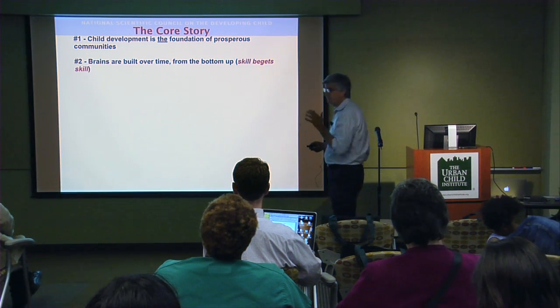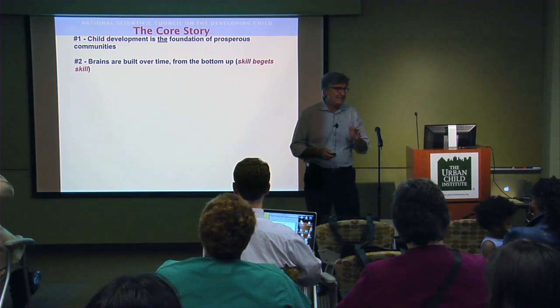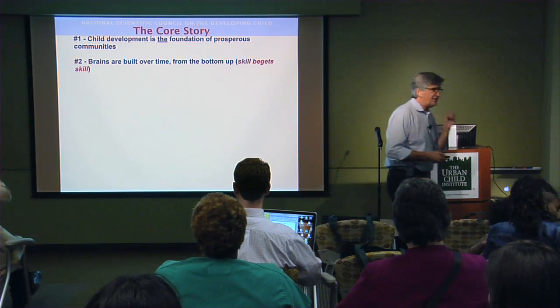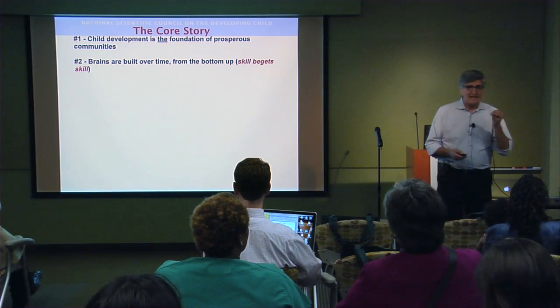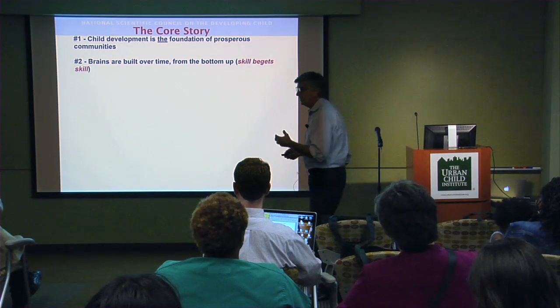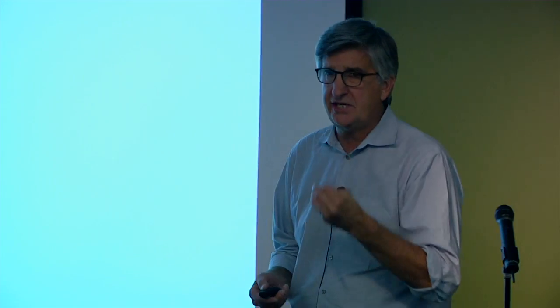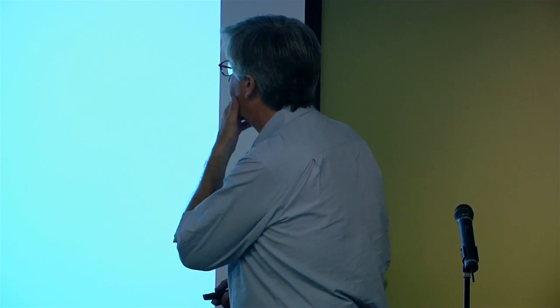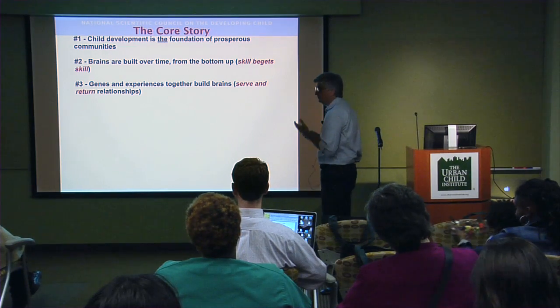Brains are built over time from the bottom up. Think about anything that a child learns. Basic skills start first. In fact, simple circuits are built first in the brain, and then more complex circuits follow. So skill begets skill. And so if you don't have the basic skills, are you going to ever be able to learn the more complex skills? Everybody? No. Okay, great.